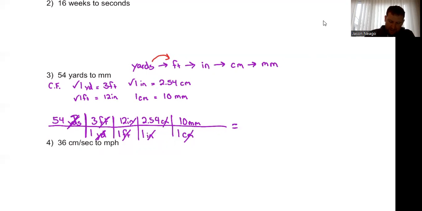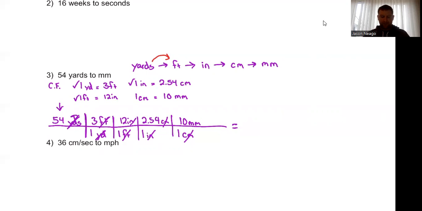What I like to do is start with what's given and work like reading a book, from left to right, and look at each conversion factor. If I have a number in the numerator, I multiply. If I have a number in the denominator, I divide. If the number is 1, I don't do anything, because dividing or multiplying by 1 gives me the same result.